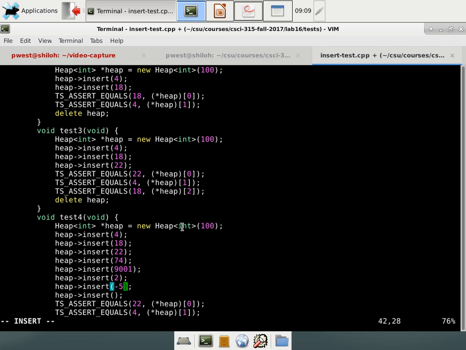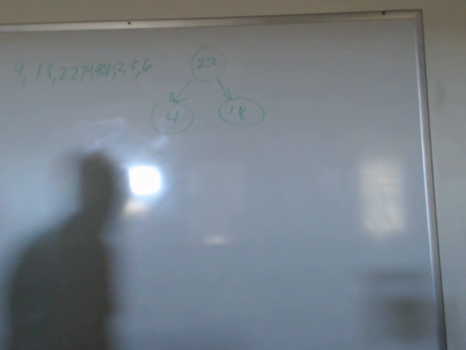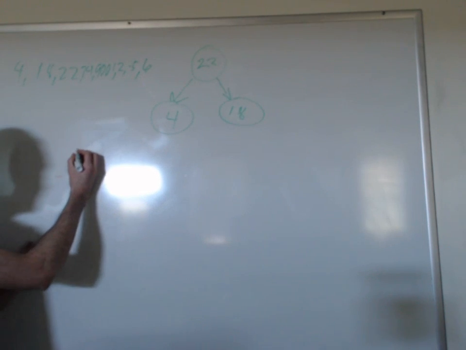2. -5. 6. All right. Let me write these on the board so we can figure out if we're doing this right. After the 22 comes 74, 9,001, 2, -5, and 6. Okay, perfect. So I wrote those up on the board. Ooh, nice, beautiful glare.